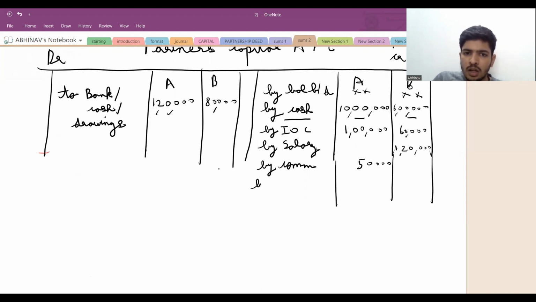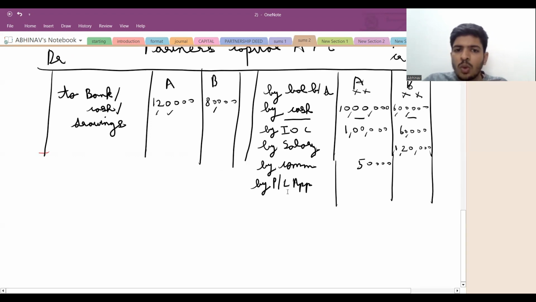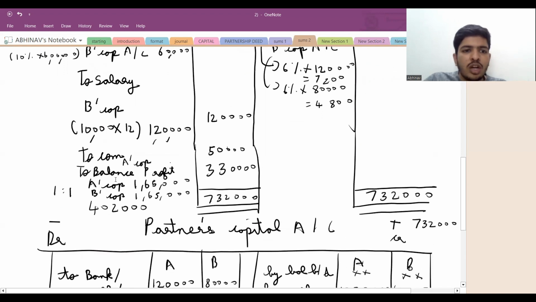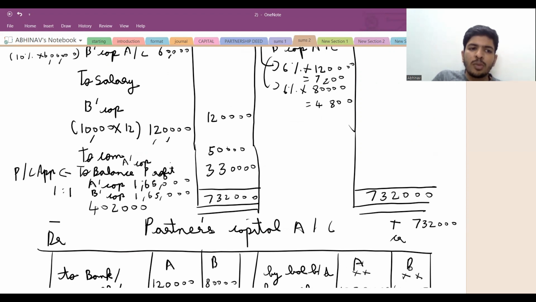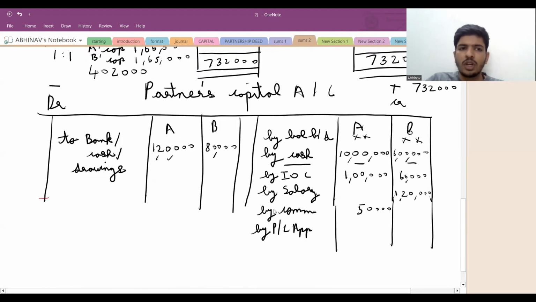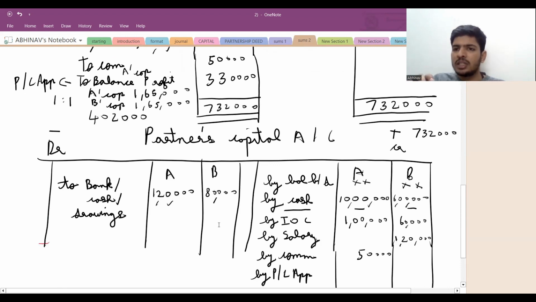And also "by profit and loss appropriation". Now, why did I write "by profit and loss appropriation" here? I could also write "by balance profit", but usually there's no account name called balance profit. So for the final profit transfer, we write "by profit and loss appropriation" in any case. These are very minute points, but this will completely eliminate any chance of doubt in your mind. I don't want even a single small point to trouble you in the future. So again, 1,65,000 and 1,65,000.